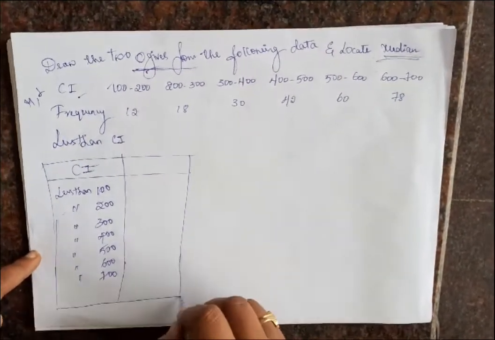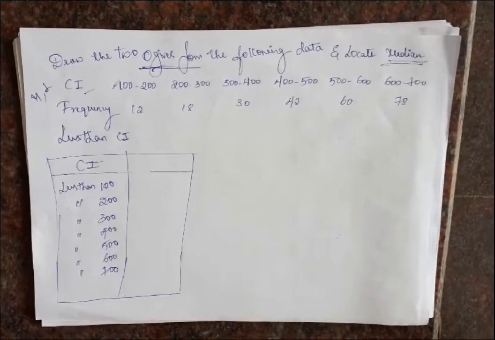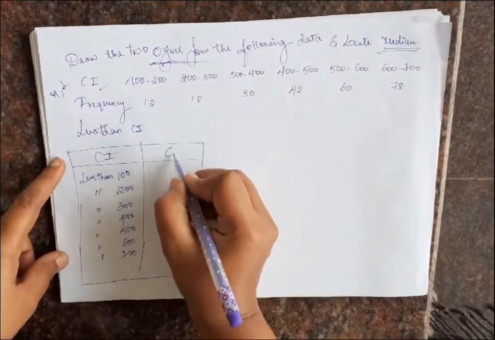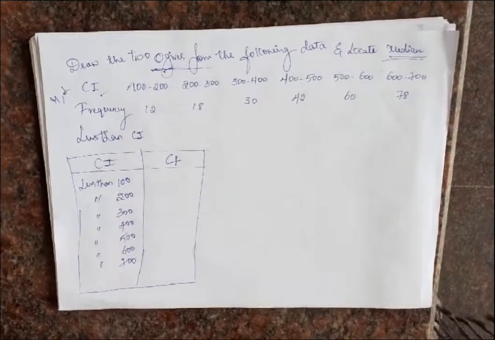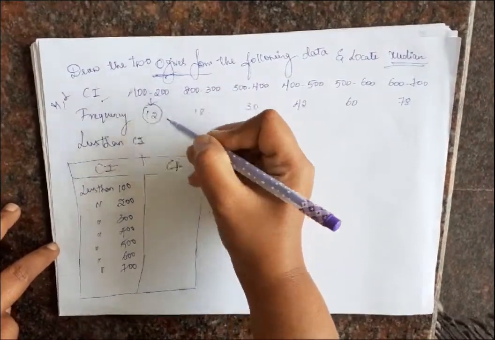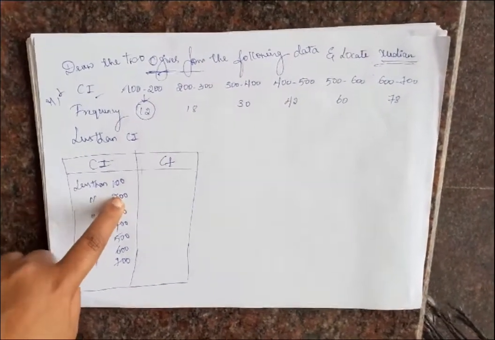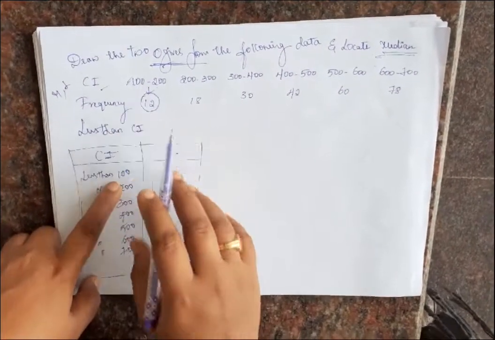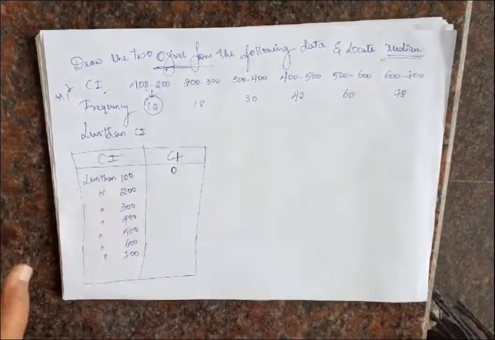So when it is less than, we are considering the 100, 200, that is, the upper limit of the class intervals has to be taken into consideration, and we are not taking the frequency as it is. Instead we are taking the cumulative frequency. See, 12 is the frequency for the interval between 100 to 200, but in the class intervals we have less than 100. It is not including the class interval which is less than 100. So that's why the frequency will be 0 for the first one.